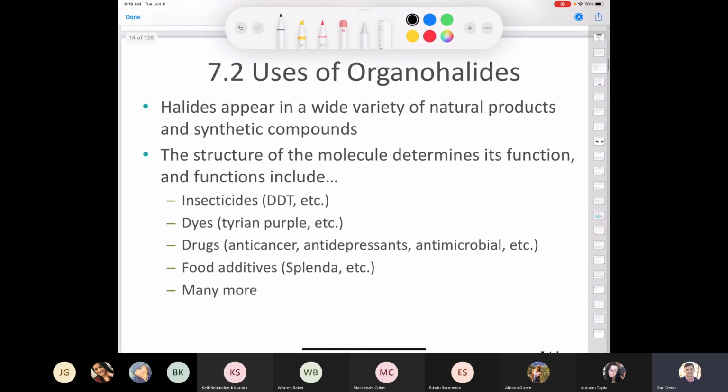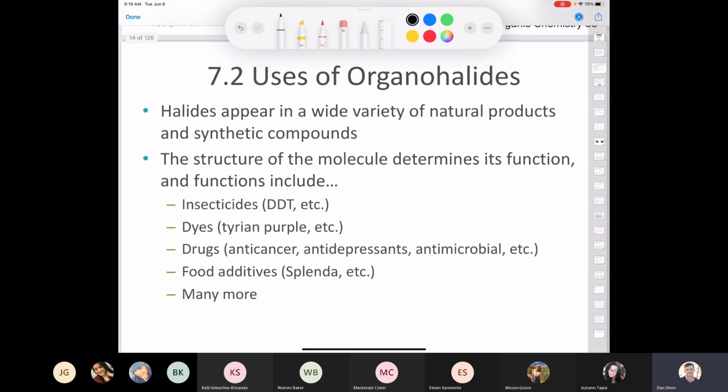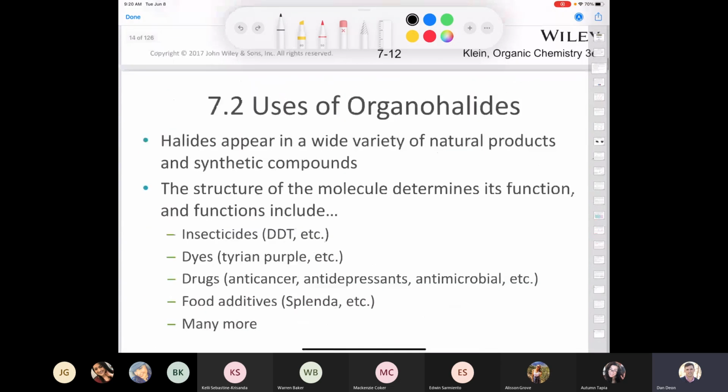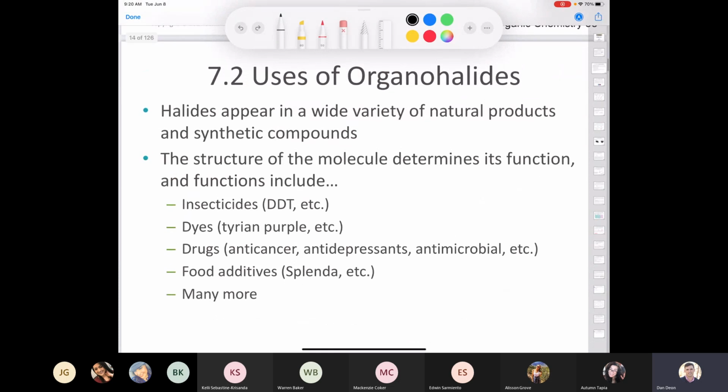Well, uses of organohalides. Organohalides show up all over the place, even in dry cleaning. So the solvents that are used in dry cleaning are usually halogenated solvents. The structure of the molecule determines its function. And functions of organohalides include things like DDT, which I had the structure, where was it? Right here. So this is, again, DDT. It's kind of a cool, interesting looking compound.